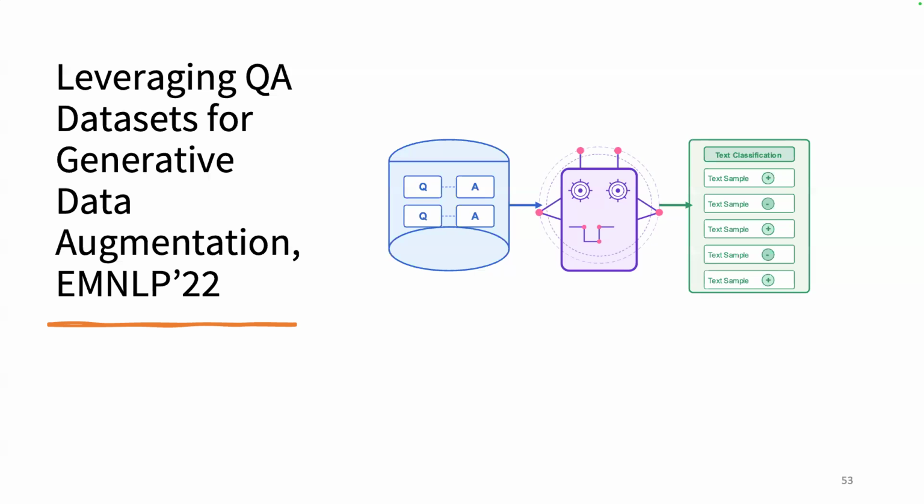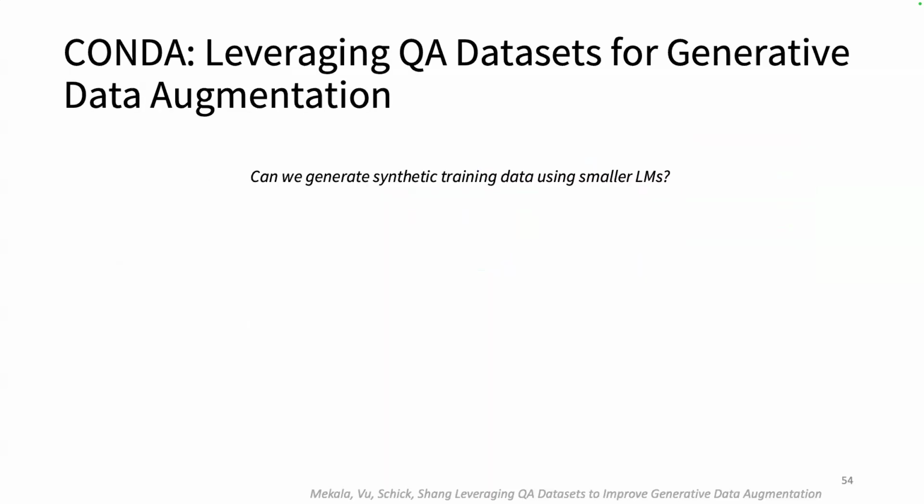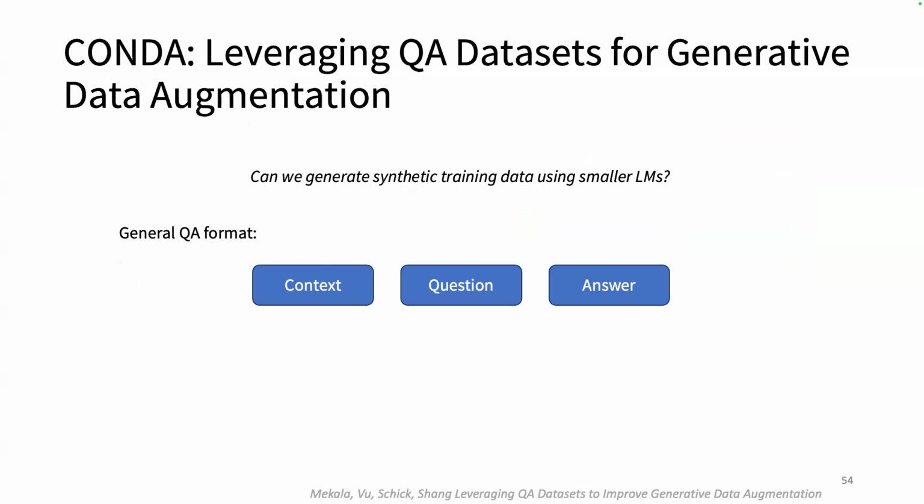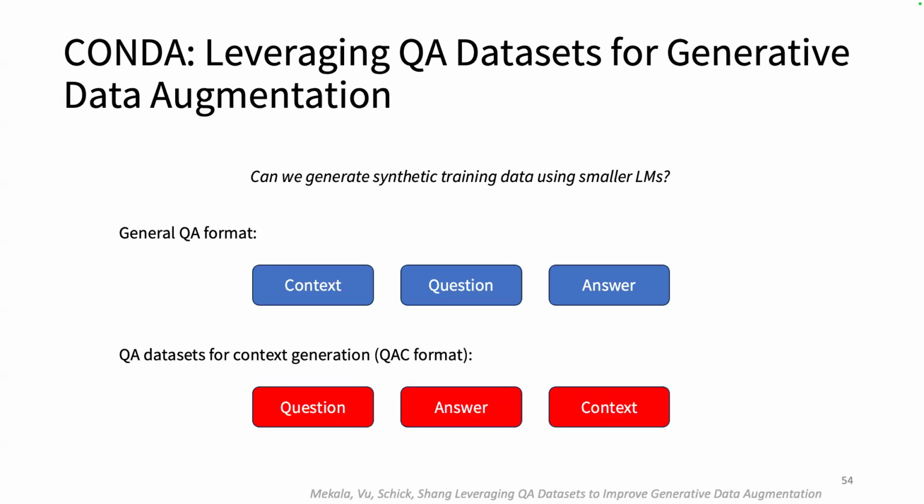Let's start with leveraging QA datasets for generative data augmentation. In this paper, we asked this question: can we generate synthetic training data using smaller LLMs? And for this, we leverage QA datasets. We have these publicly available QA datasets, and can we use them to generate training data using smaller LLMs? Generally the QA format looks like this, where you have context, question, and answer. Depending on the context, you ask a question and it generates an answer. Okay? So we just flip this and convert it into a QAC format, and we train what we call a context generator. So given a question and answer, it is capable of generating the context.